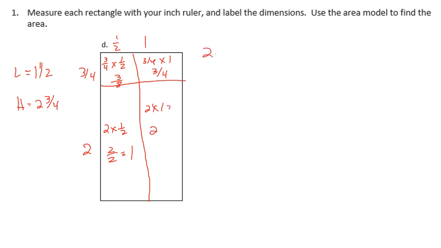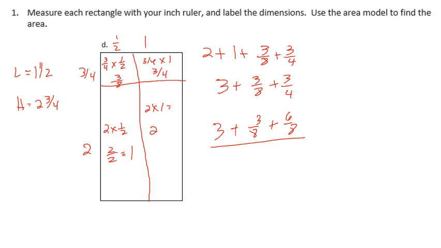Add them up, we got 2 plus 1 plus 3/8 plus 3/4. We end up with 3 plus 3/8 plus 3/4. I can convert fourths to eighths by multiplying by 2, so I end up with 6/8 plus 3/8 plus 3, which gives me 3 plus 9/8. And 9/8 is actually equal to 1 1/8, so our answer is 4 1/8 inches squared.